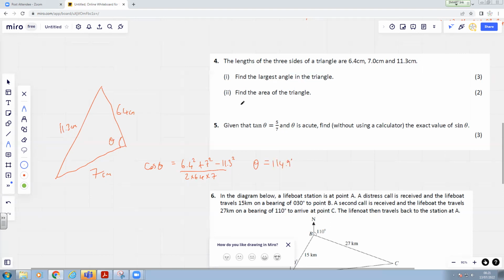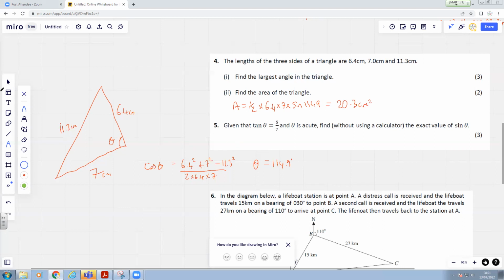Yeah, and then find the area of the triangle. Well, now we can use this and just go area equals 1/2 times 6.4 times 7. I've got to use the two sides either side of the angle for the area of a triangle, times sine of 114.9. And that comes to 20.3 centimeters squared.